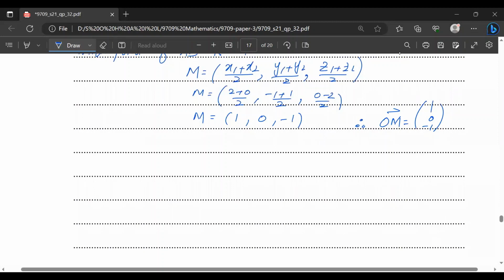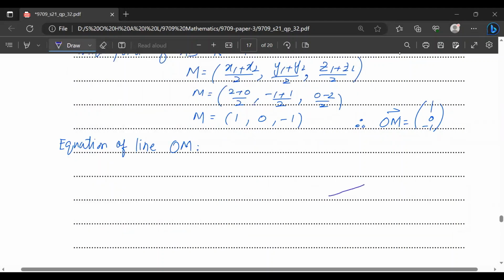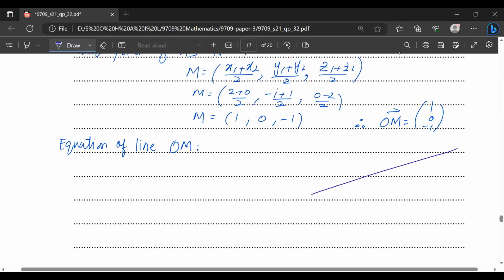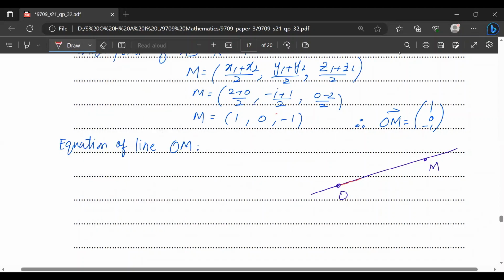Next, we'll find the equation of the line through O and M. So this is the line. Just for the understanding, I can draw. There is a line passing through the points O and M. Here this point is O and here is M. And we have the vector OM in the previous step.